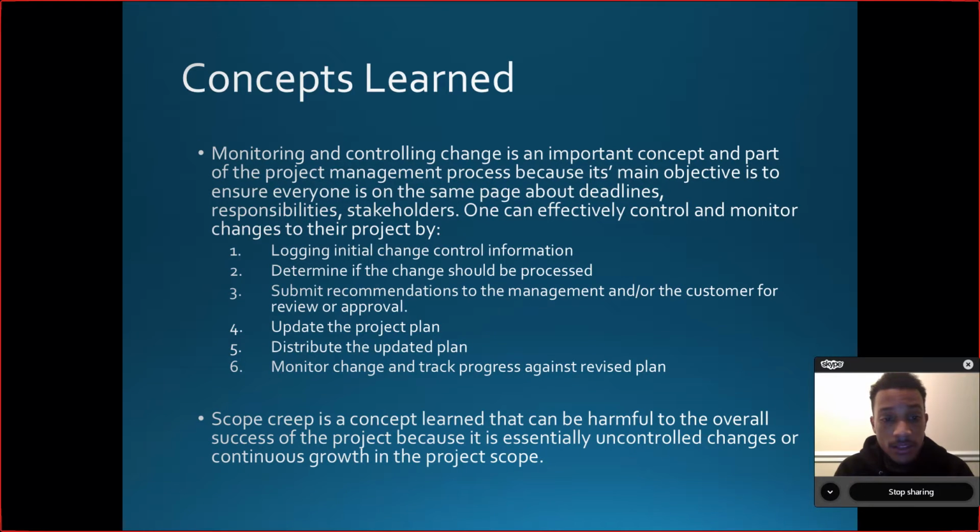Scope creep is a concept learned that can be harmful to the overall success of the project because it is essentially uncontrolled changes or continuous growth in the project scope.